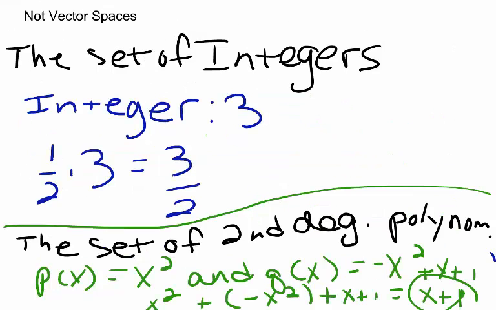Anyway, we can continue to find examples of vector spaces and sets that are not vector spaces. But for now, we'll conclude this example.